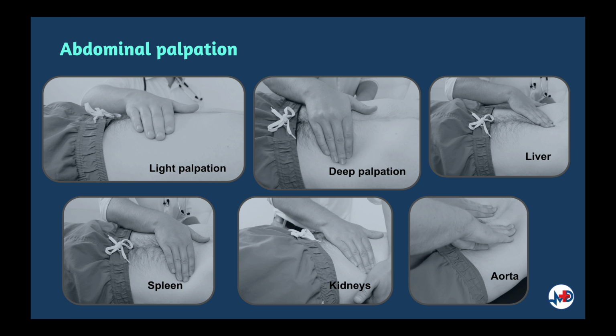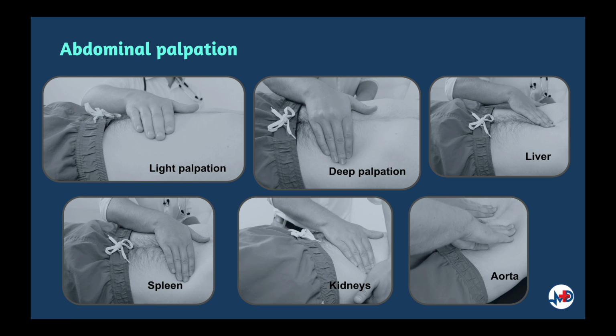If a kidney is ballottable, describe its size and consistency, and repeat this process on the opposite side to ballot the left kidney. In normal individuals, the kidneys are not usually ballottable. However, in patients with a low body mass index, the inferior pole can sometimes be palpated during inspiration.